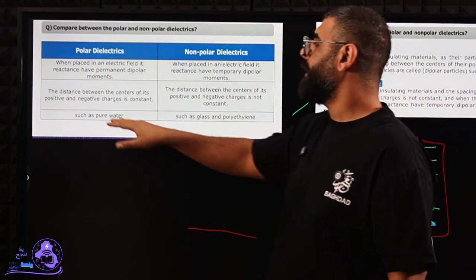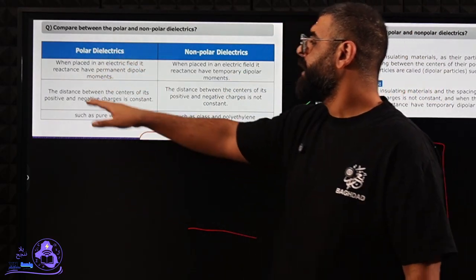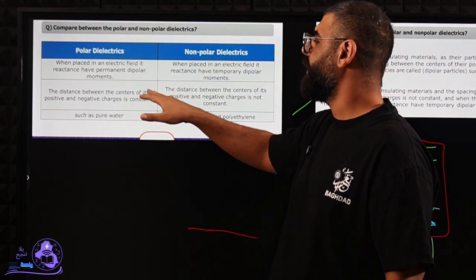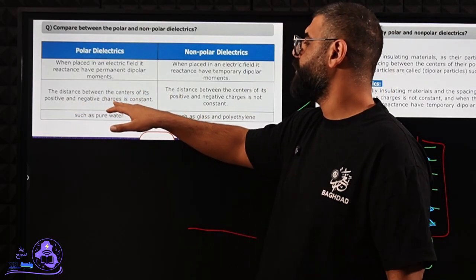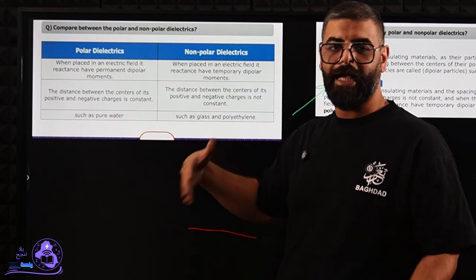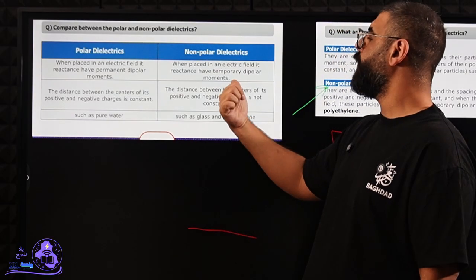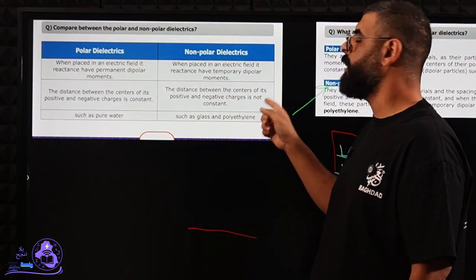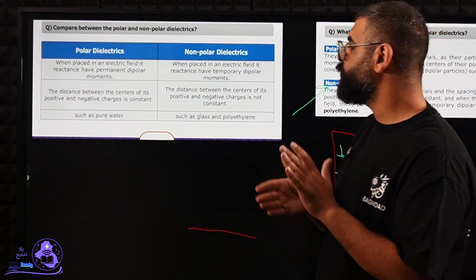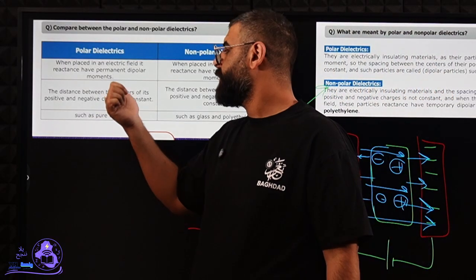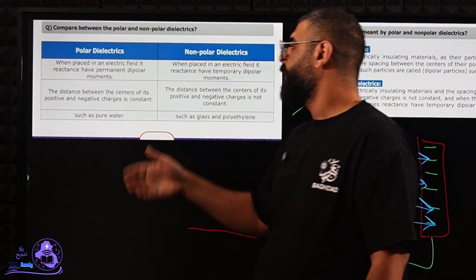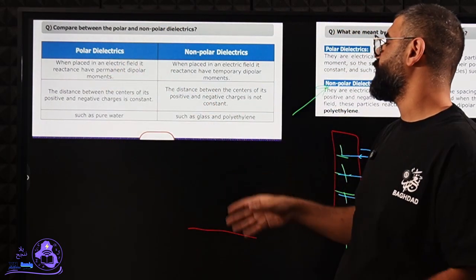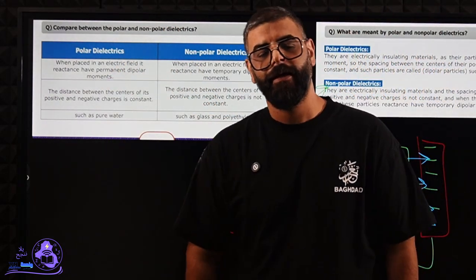difference. The second one is that in polar dielectrics, the distance between the centers of the positive and negative charges is constant, as we have mentioned. But in nonpolar, the distance between the centers of the positive and negative charges is not constant. And the third and last one, the examples. Pure water is an example for the polar, and glass and polyethylene for the nonpolar.